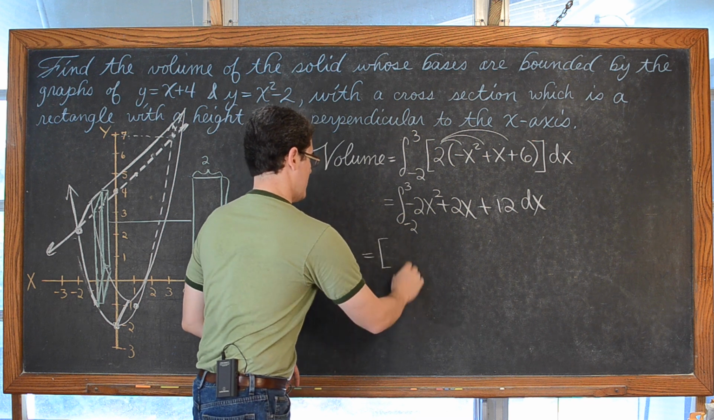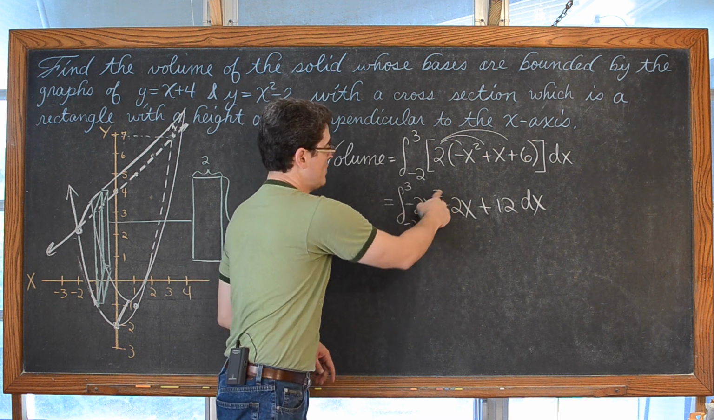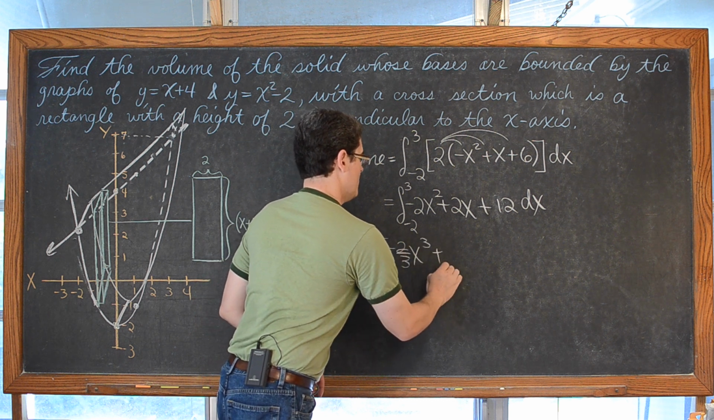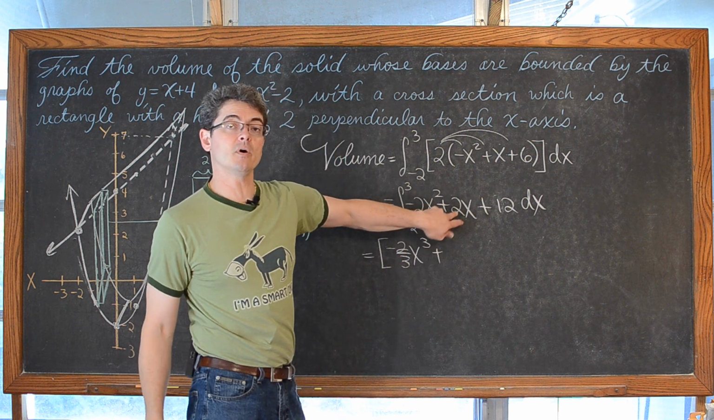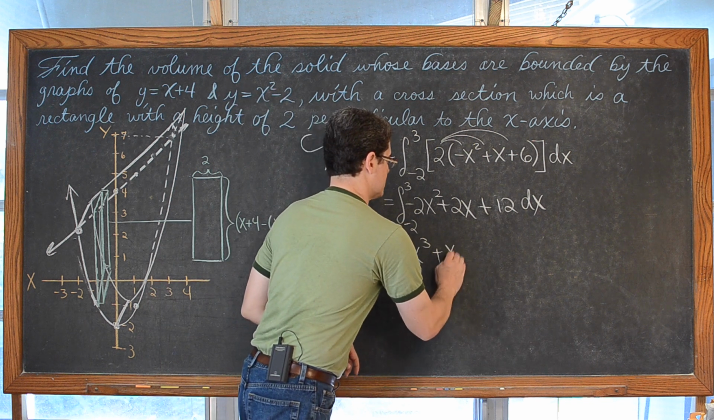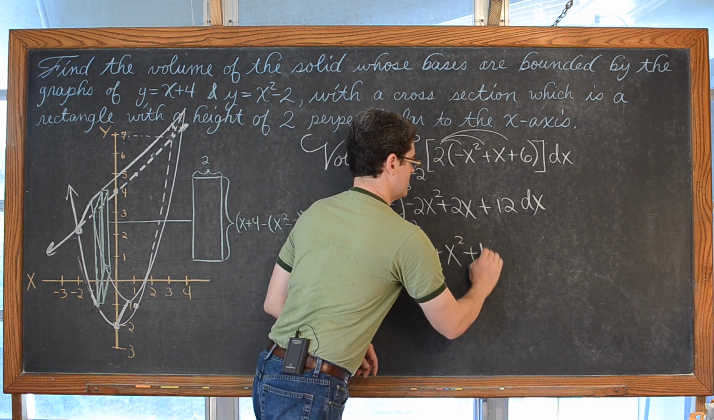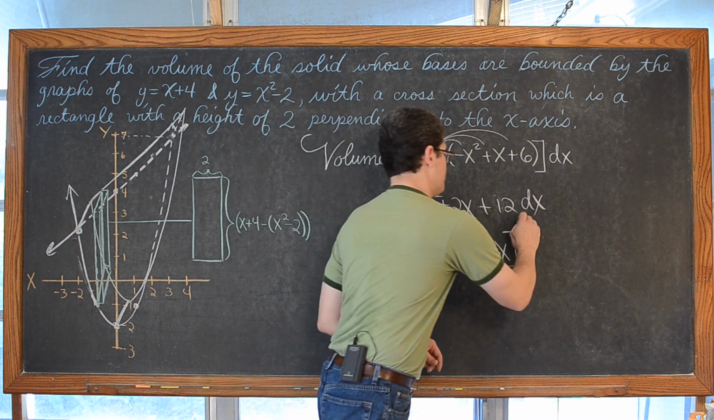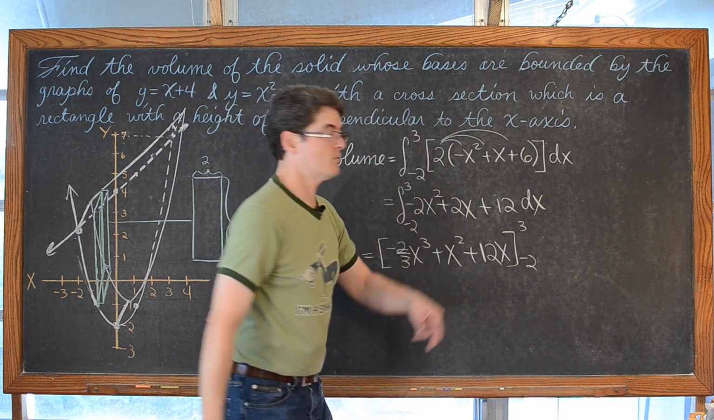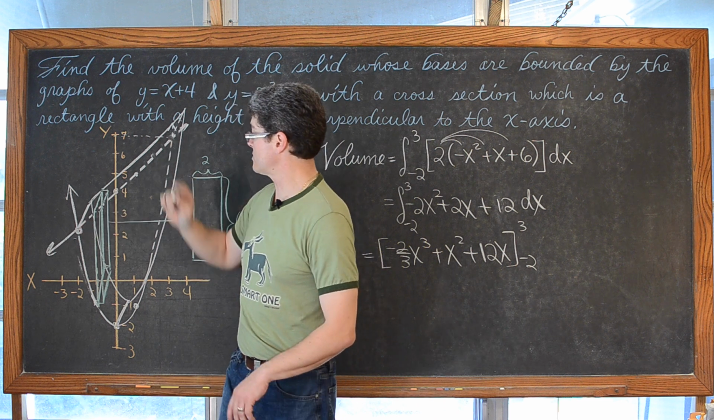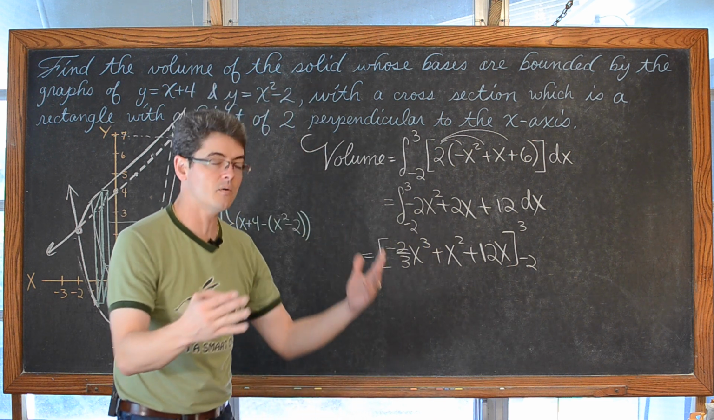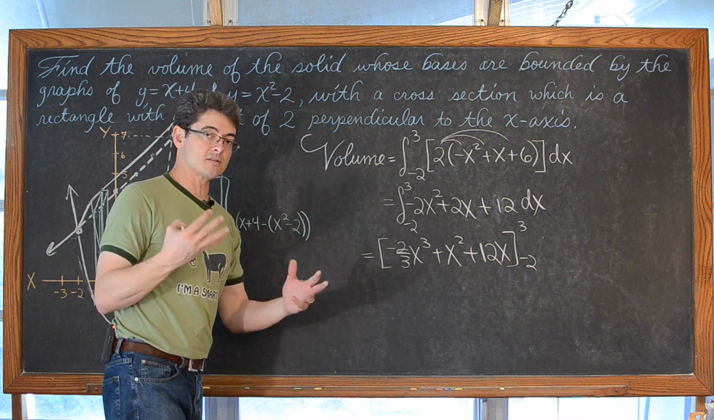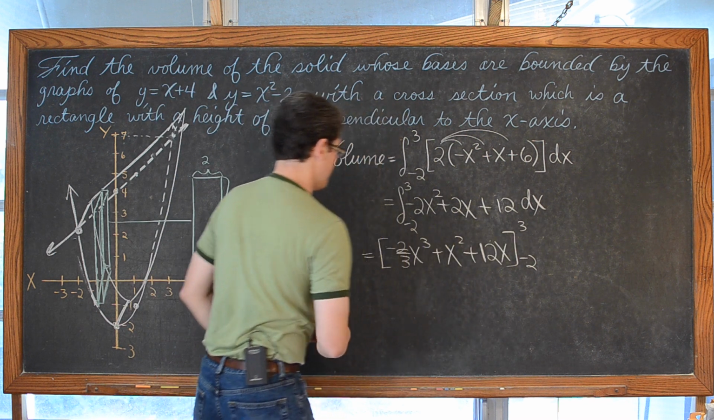And that is going to come out to bringing this power up by 1 and dividing. We have -2/3 x cubed plus, bringing that power up by 1 and dividing, 2 divided by 2 is 1, x squared plus 12x. Again, that lower and upper limit of 3 and -2 that we found earlier. Again, the x-coordinates where those functions intersected, and why are we using the x-coordinates? Because we are cutting this perpendicular to the x-axis, thus integrating with respect to x.